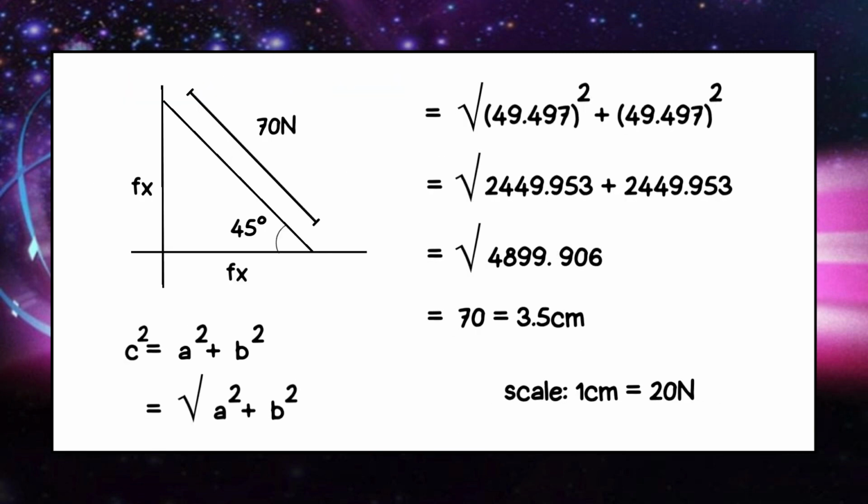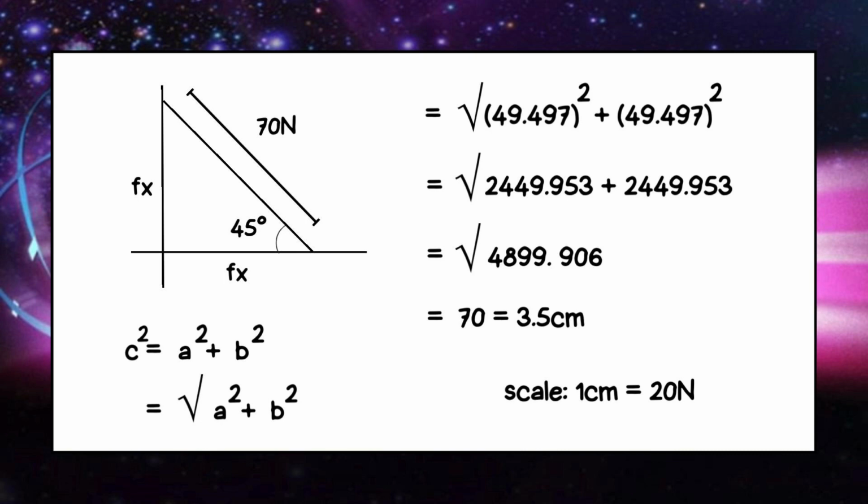Para mawala yung squared, magiging c is equal to square root of a squared plus b squared. So, nakuha natin 49.497. Isa-substitute lang natin sa a and b. So, 49.497 squared plus 49.497 squared is equal to 2449.953 plus 2449.953. Ang magiging sagot is 4899.906. Square root natin yun, ang sagot is 70.